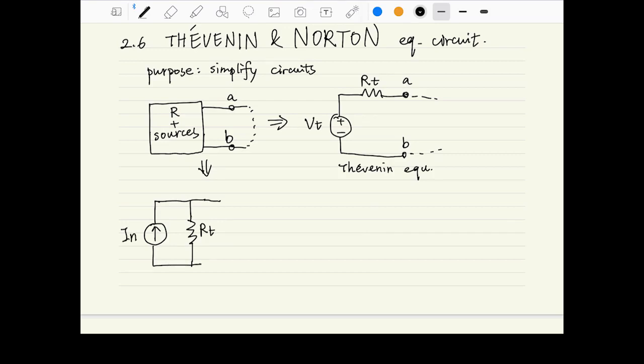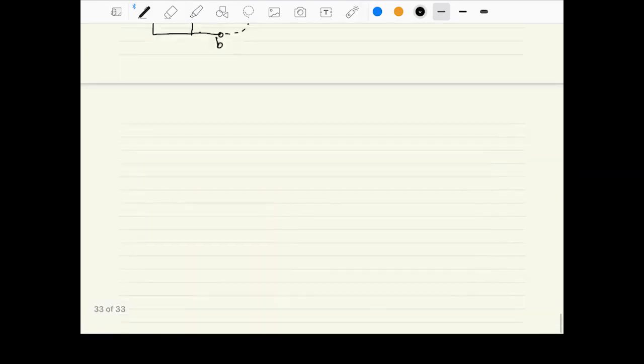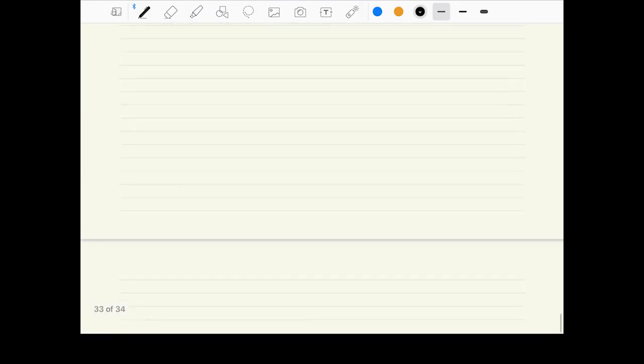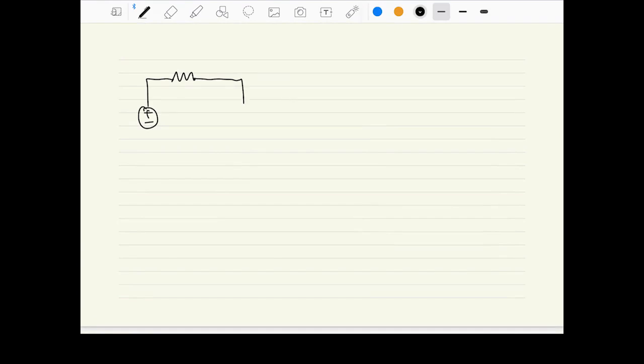And what Norton did is based on Thevenin's discovery. He found out that it can also be represented using a current source in parallel with a resistance. And the resistance value is still RT, the same as the one in the Thevenin equivalent. The N here means Norton, and the T here means Thevenin.